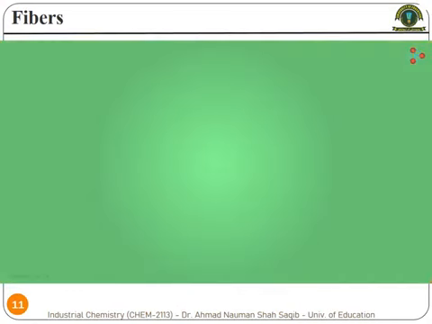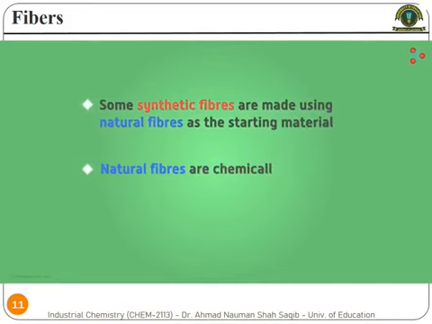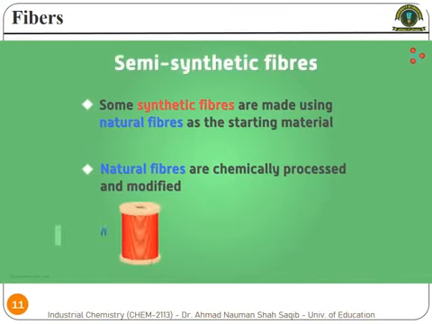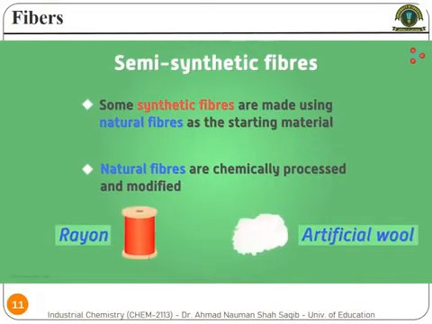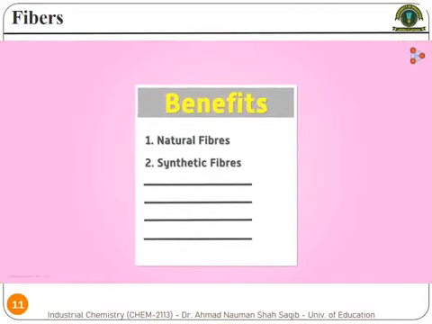Lastly, do you know that some synthetic fibers are made using natural fibers as the starting material? Yes, it's true. Natural fibers are chemically processed and modified significantly to gain another category of fibers. These are called semi-synthetic fibers. Rayon and artificial wool are a couple of examples of this category. However, natural fibers still top the chart, especially in the garment industry, for their various benefits over synthetic fibers.